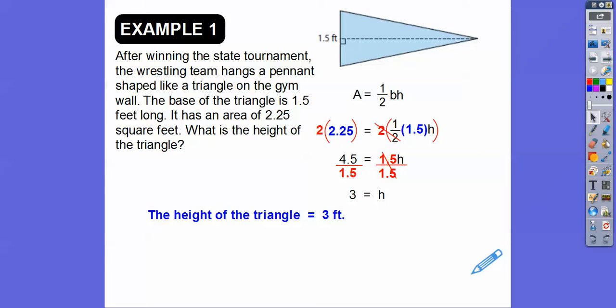Okay, now the dimensions are always in units. So this is 1.5 feet, and this is 3 feet right here. And the area is always in square units. If it doesn't say area, if we're looking for the height, that's just going to be in units.